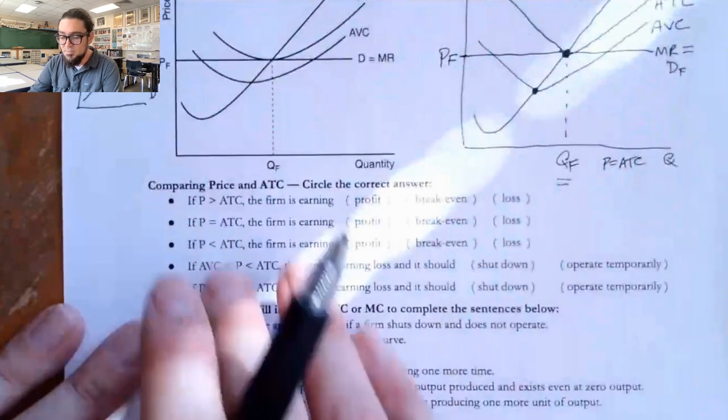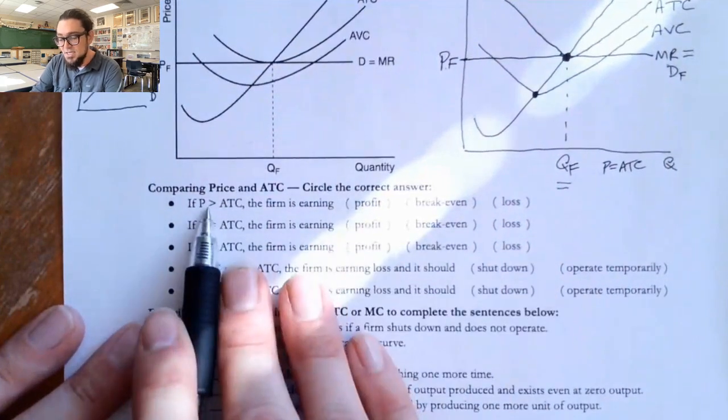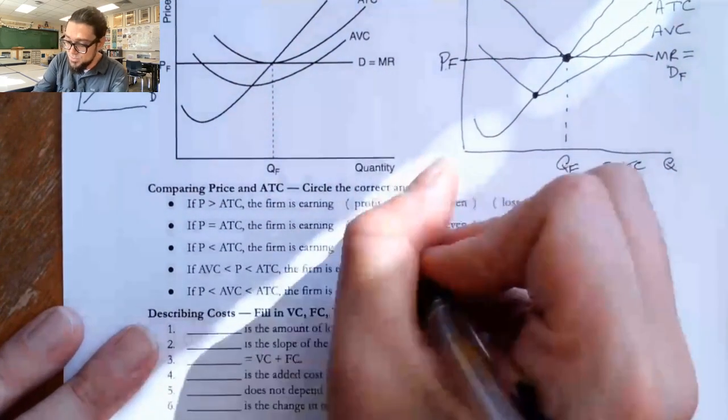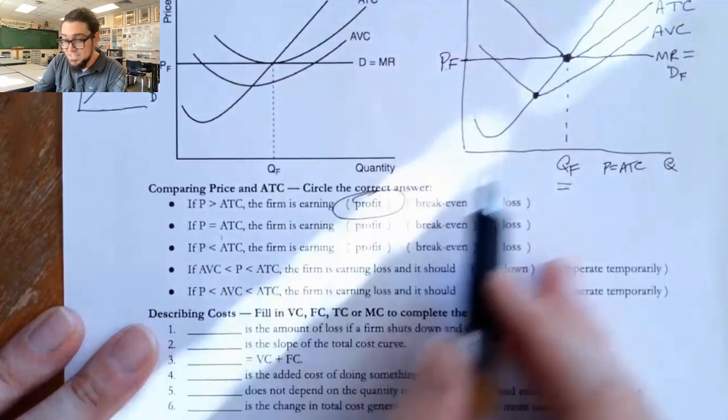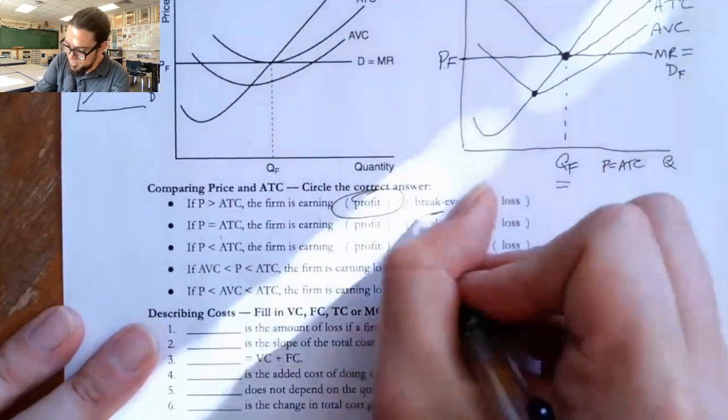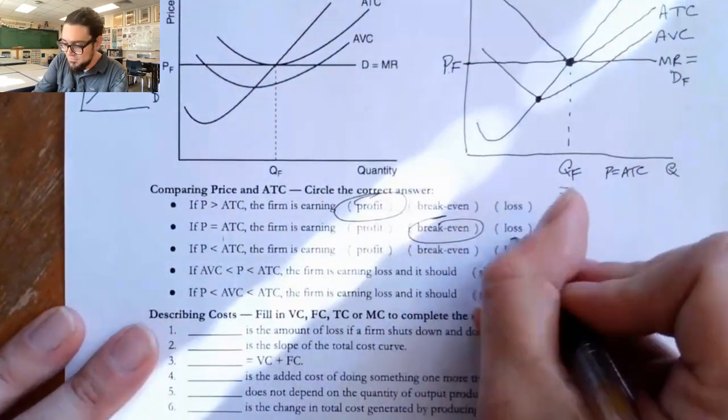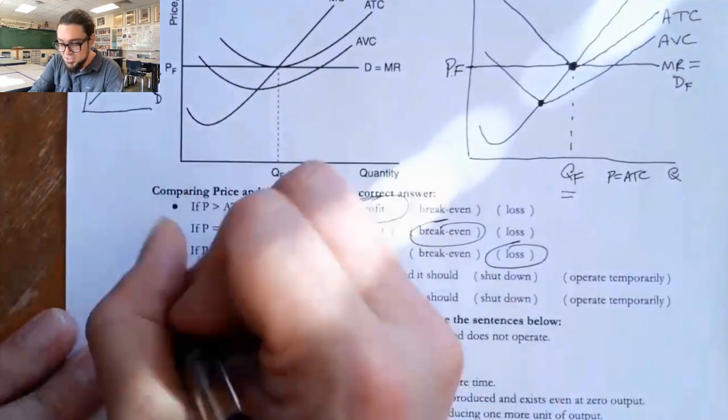So let's take a look at comparing price and ATC. Circle the correct answer. If price is bigger than ATC, well, the firm's earning a profit. If the price equals it, such as the picture we just drew, the firm's breaking even. And if it's less than, well, the firm's losing money. This is the shutdown rule.